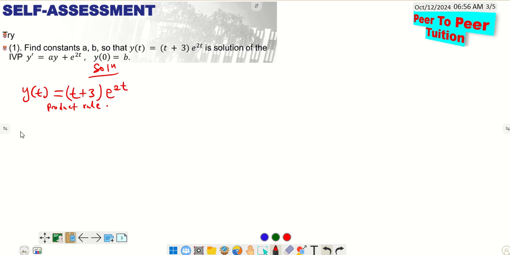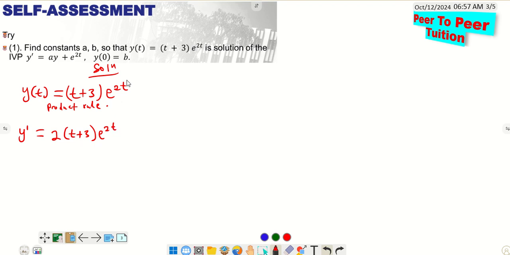So from the product rule, our y prime is going to be equal to: hold the (t + 3) and differentiate e^(2t). When you differentiate e^(2t), you will get 2 multiplying (t + 3), then that will be e^(2t).